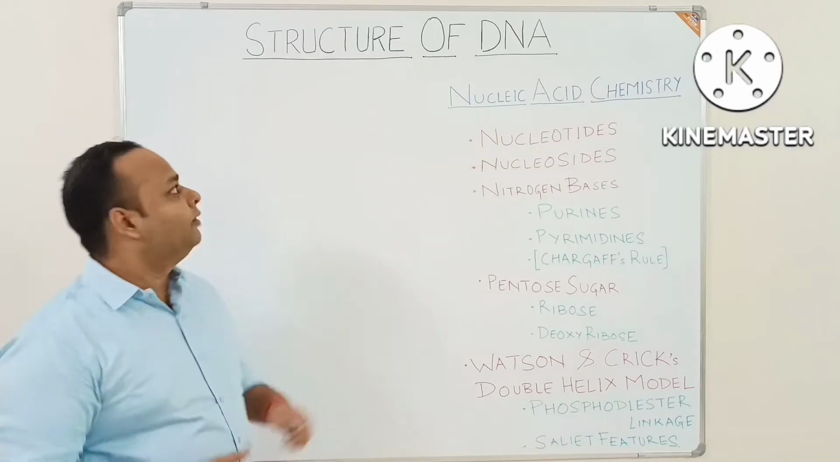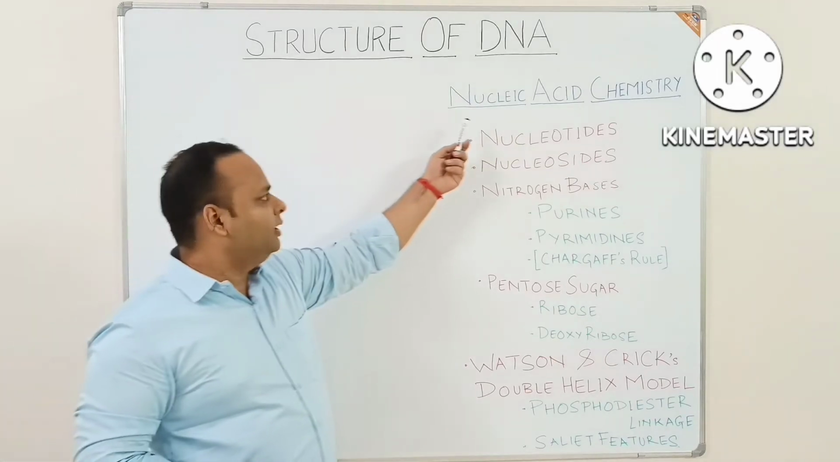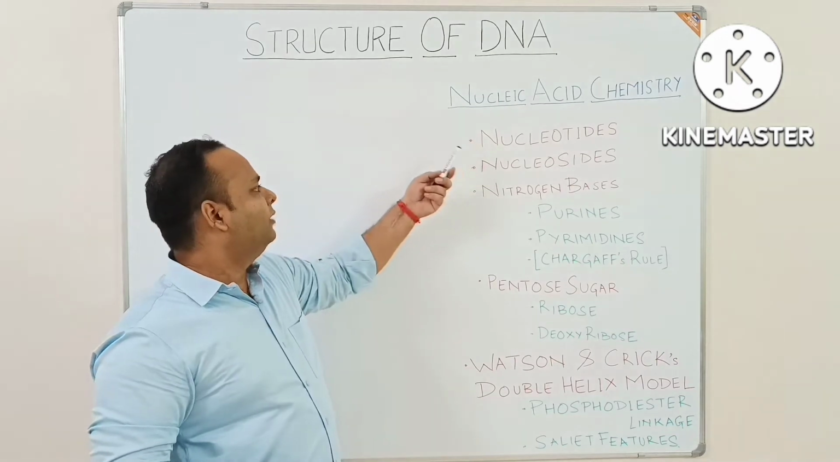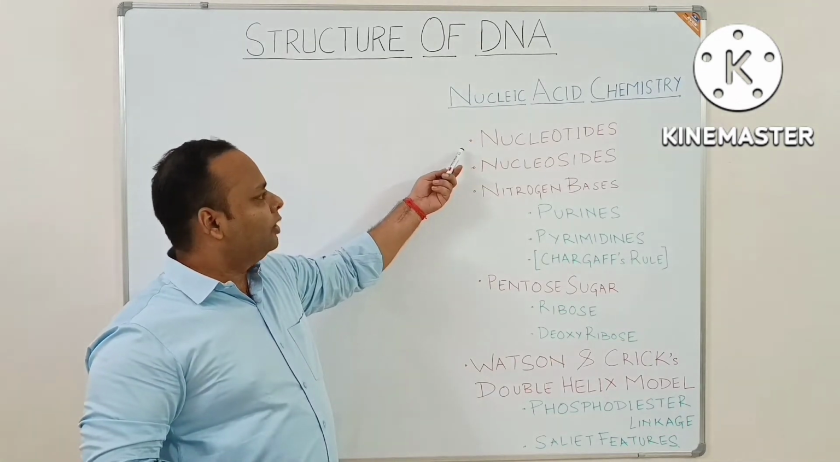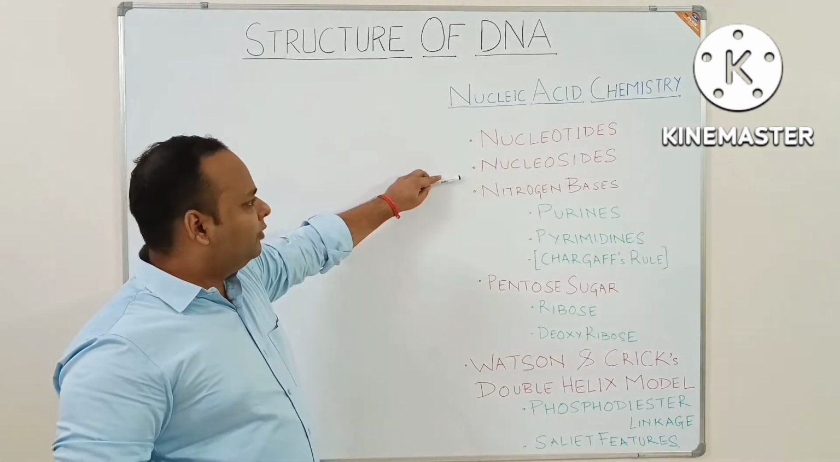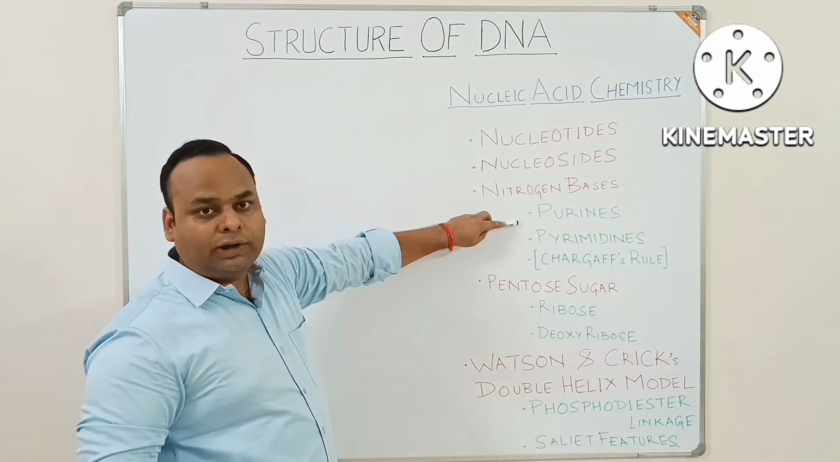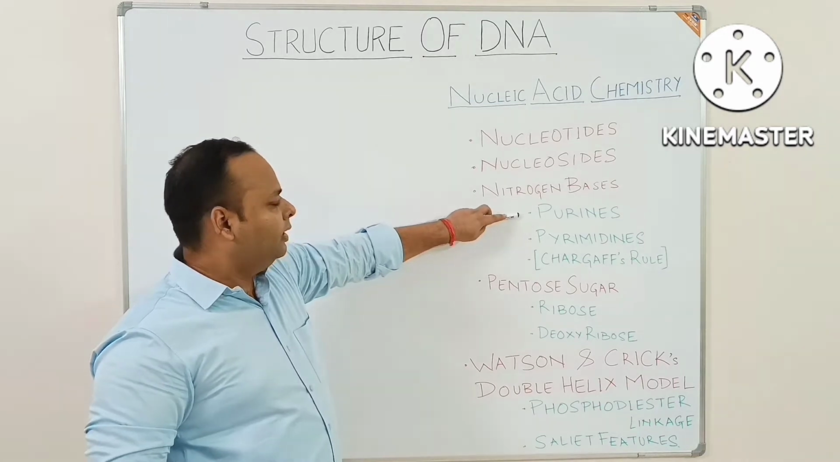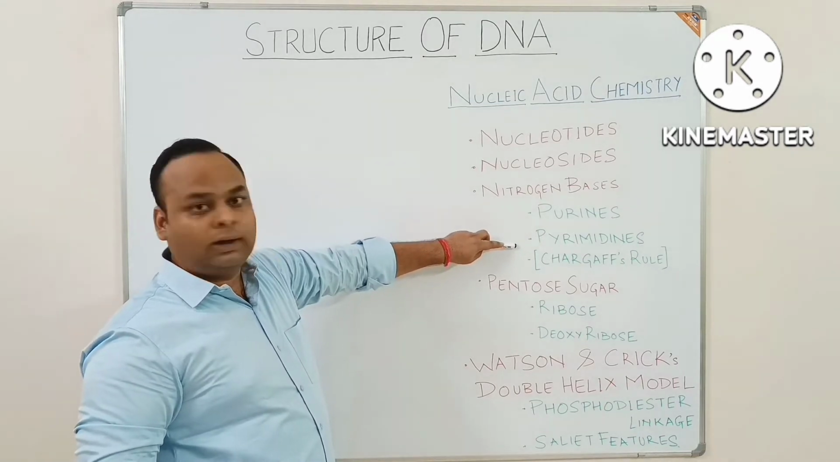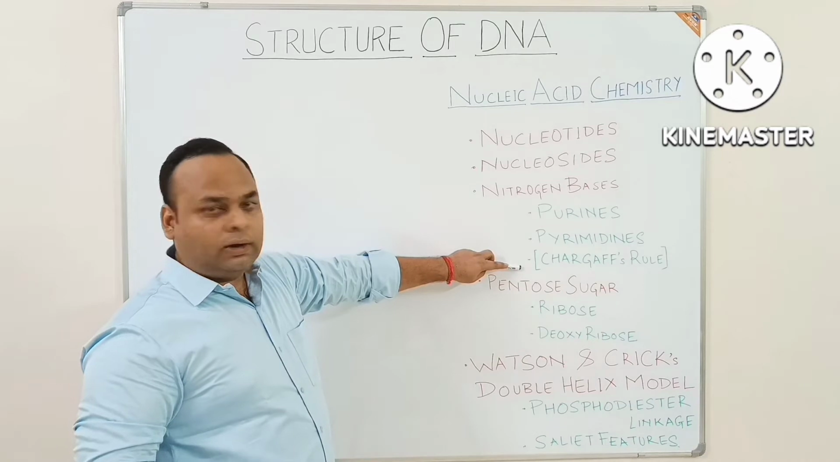Let's begin with the structure of the DNA, under which we will first study the nucleic acid chemistry, under which we will see structure of the nucleotides, structure of the nucleosides, various nitrogen bases that are basically divided into purines and pyrimidines. These are double ring structures, these are single ring structures. Then we will see the Chargaff's rule.